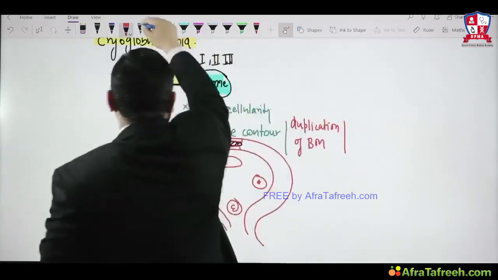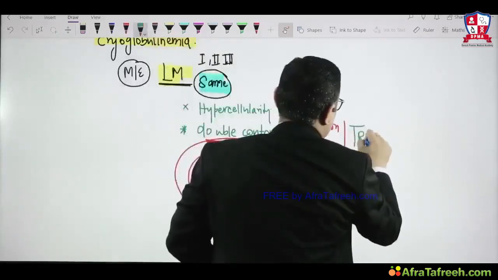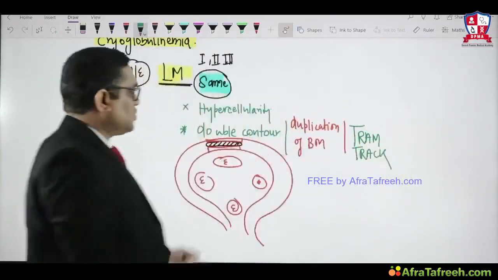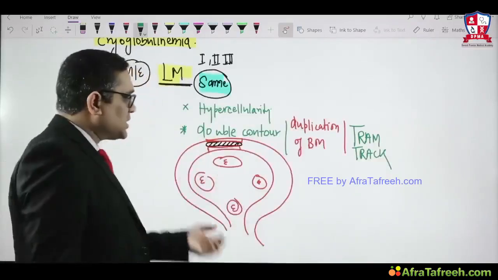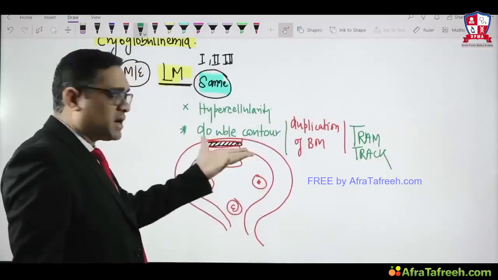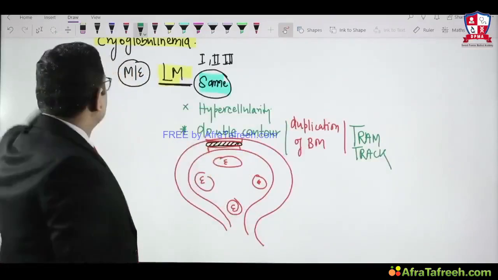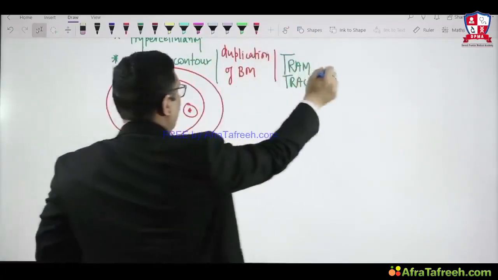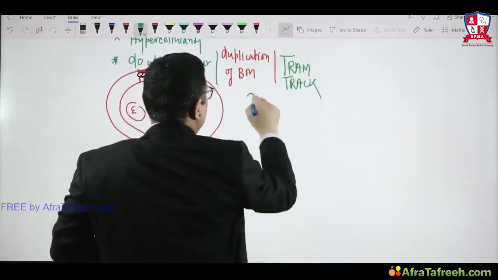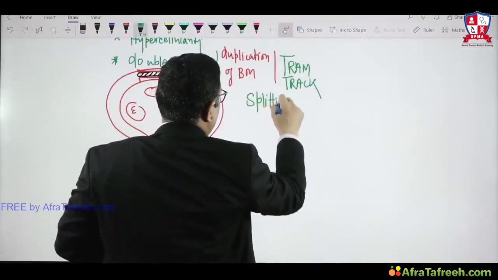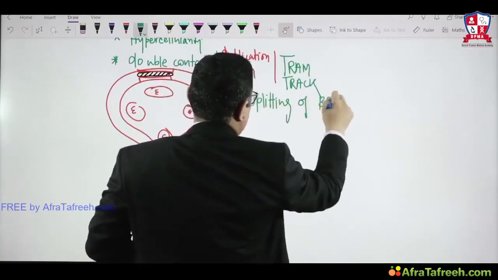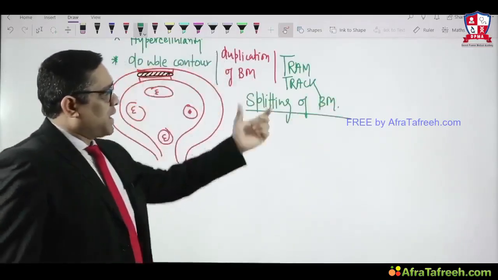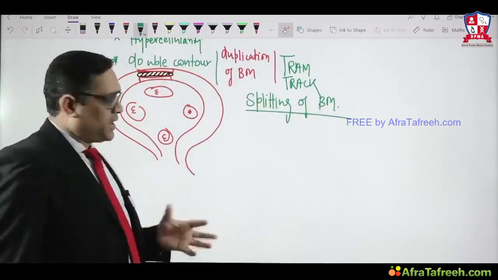So this is another important feature which the examiner says, tram track appearance. So double contour, duplication of the basement membrane, tram track appearance. Sometimes it feels as if it has been split into two parts because of immune complex. So it is also called splitting of the basement membrane. Double contour, duplication, tram track, splitting of the basement membrane, all these are findings in case of MPGN, right?